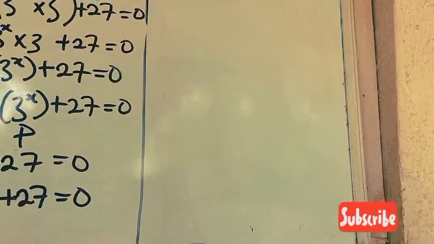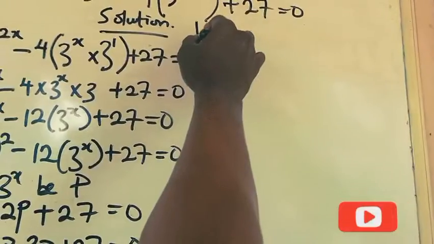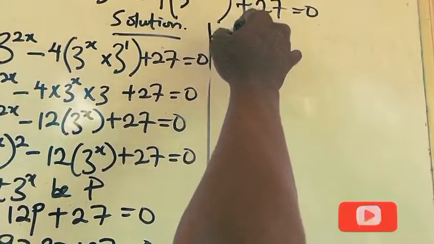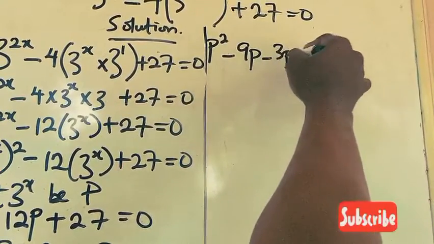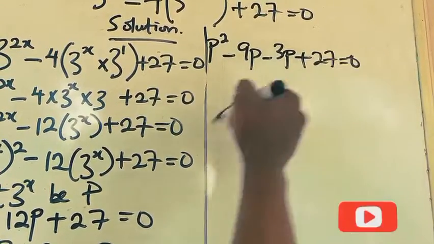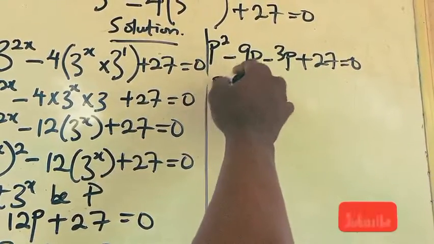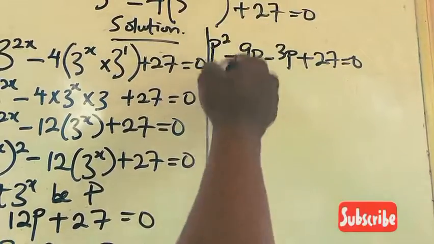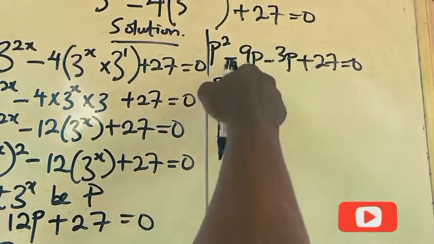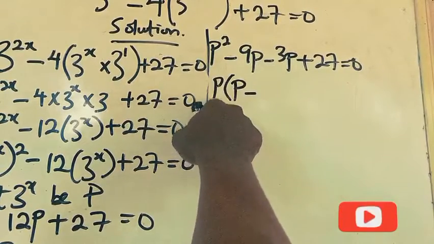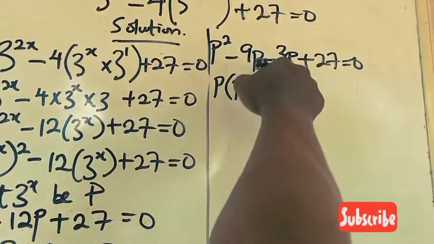I realize that in this expression, p is common. Let me rewrite it: p squared minus 9p minus 3p plus 27 is equal to 0. If I have p squared and 9p, I realize that p is common among the two. When p squared is divided by p, I will be left with p. I bring down my minus sign. When 9p is divided by p, the p will cancel out, and I will be left with 9. Then I close the bracket.